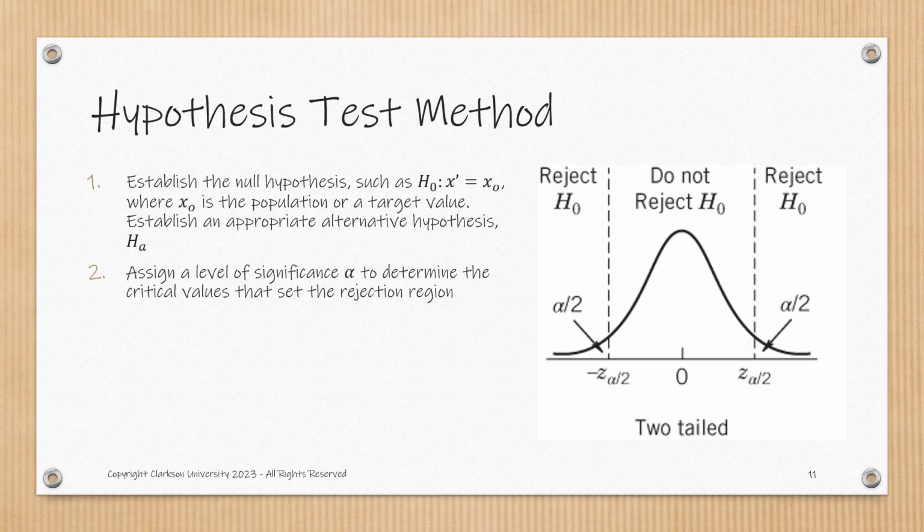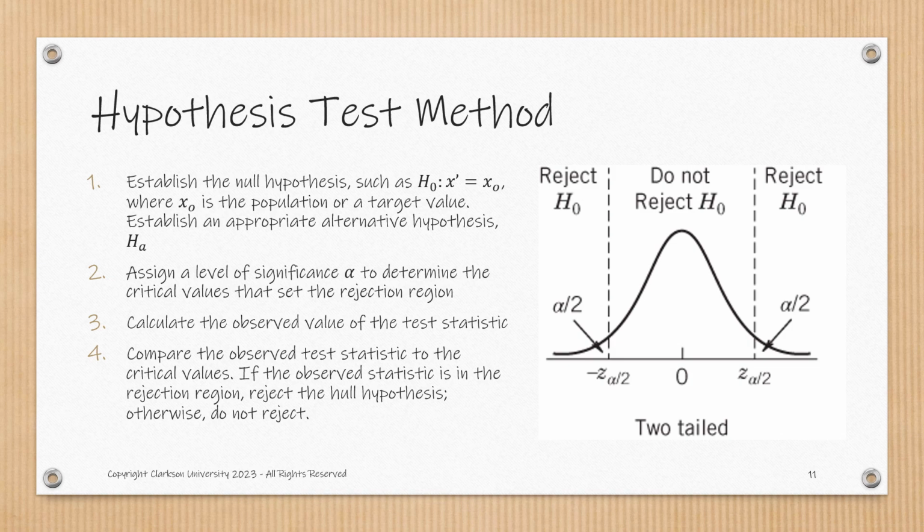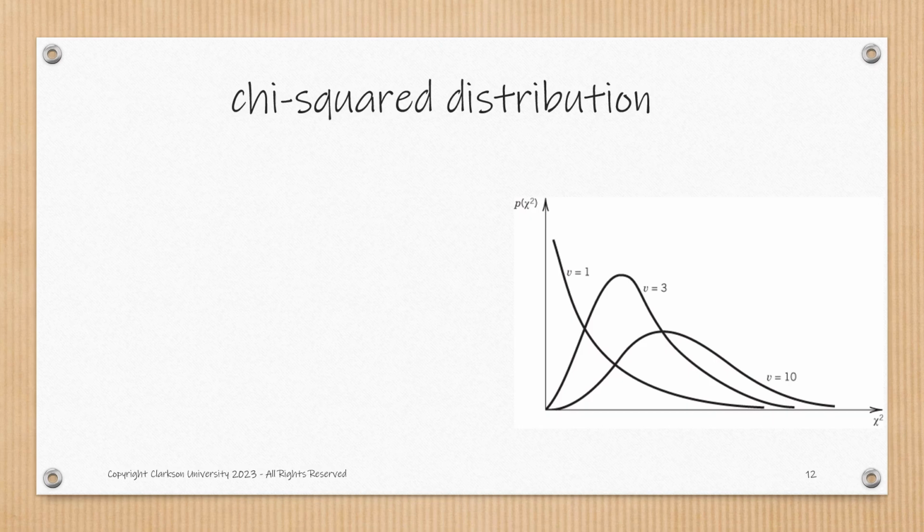Next, we assign a level of significance alpha to determine the critical values that set the rejection region. Then we calculate the observed value of the test statistic, and we compare the observed test statistic to the critical values. If the observed statistic is in the rejection region, reject the null hypothesis. Otherwise, do not reject. Next, we introduce the chi-squared distribution.